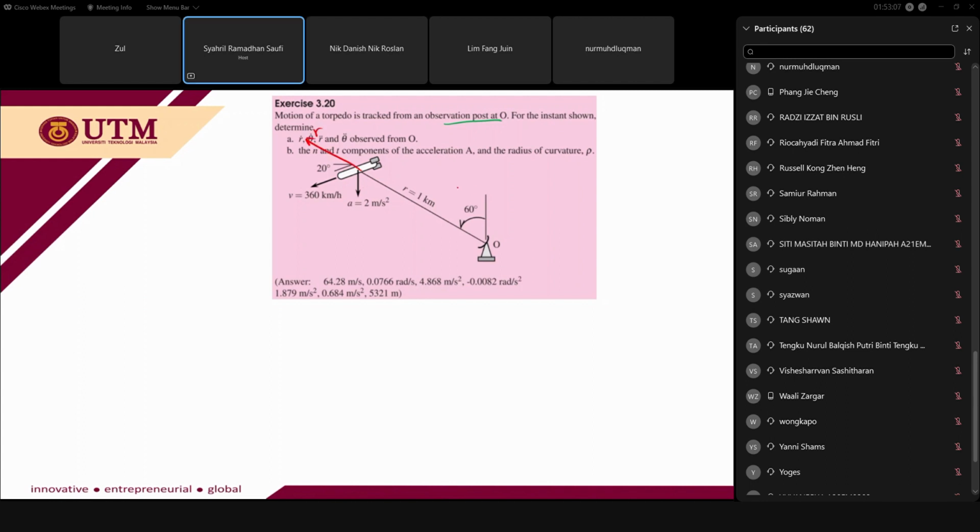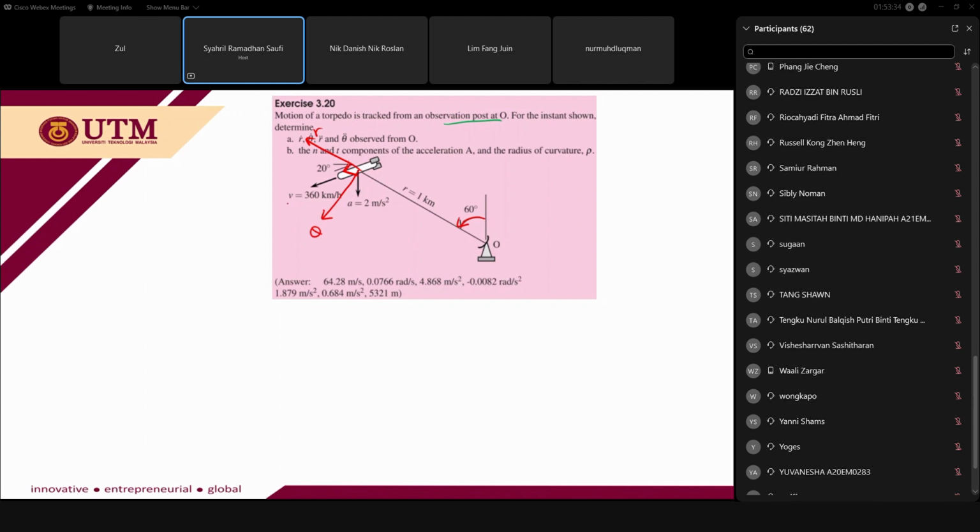And since we know that the direction of theta is here, so positive theta. Okay, positive theta. So 90 degree. Alright, so here is given V. So V is equal to 100, with r equal to 1000.